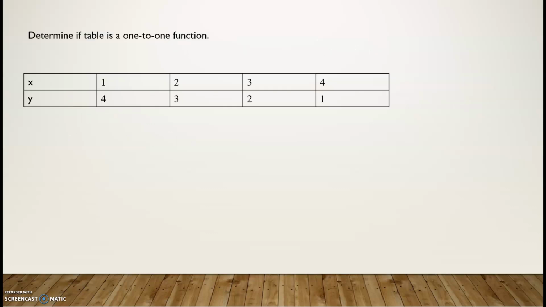Okay, so we're going to look at this and see if it's a one-to-one function. First I'm going to look at my x values and see if there's any repeats. I have a 1, 2, 3, and a 4. Doesn't look like I have any repeats. Then I'm going to go to my y's and see if I have any repeats there. 4, 3, 2, and 1. So it looks like this is a one-to-one function.